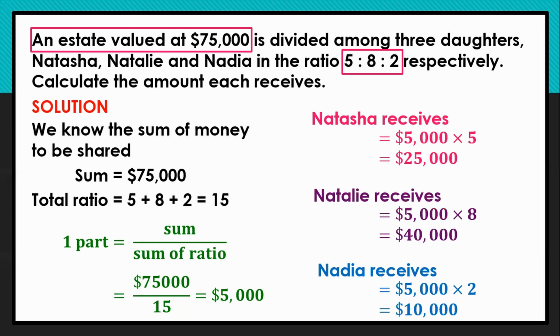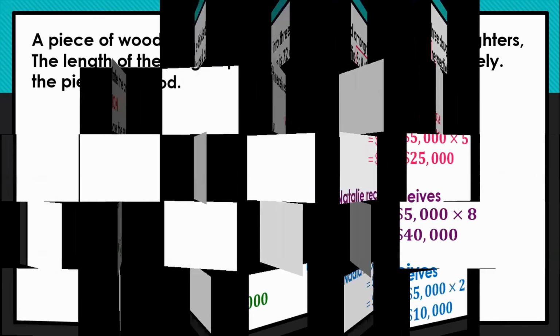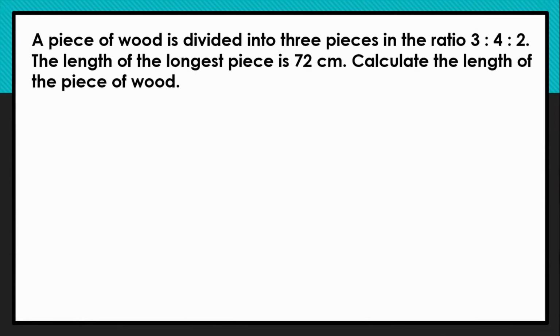Great job. Let us look at another example. In this example, it states a piece of wood is divided into 3 pieces in the ratio 3:4:2. The length of the longest piece is 72 centimeters. We are required to calculate the length of the piece of wood. You may pause your video at this time and attempt this question. We will check your solution at the end of this question.